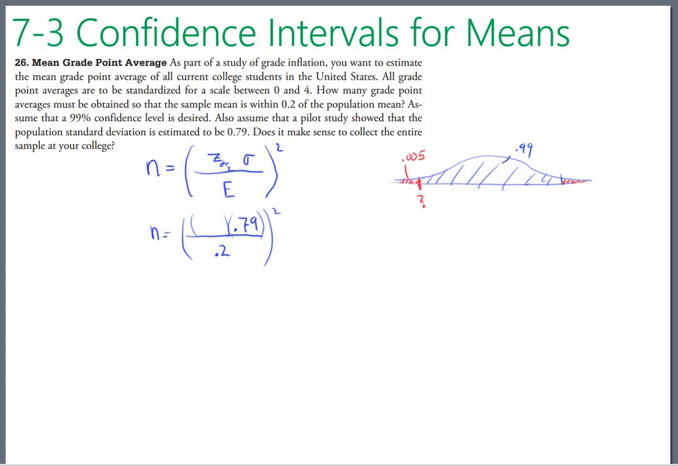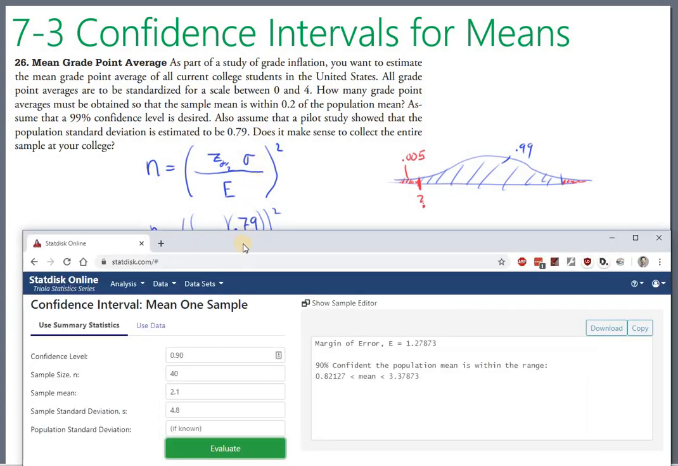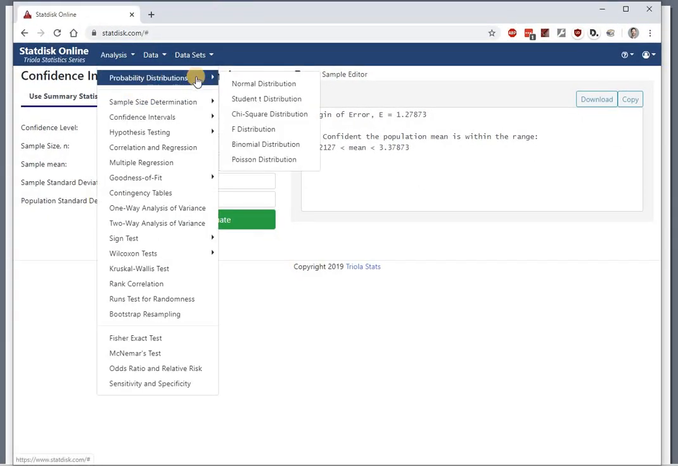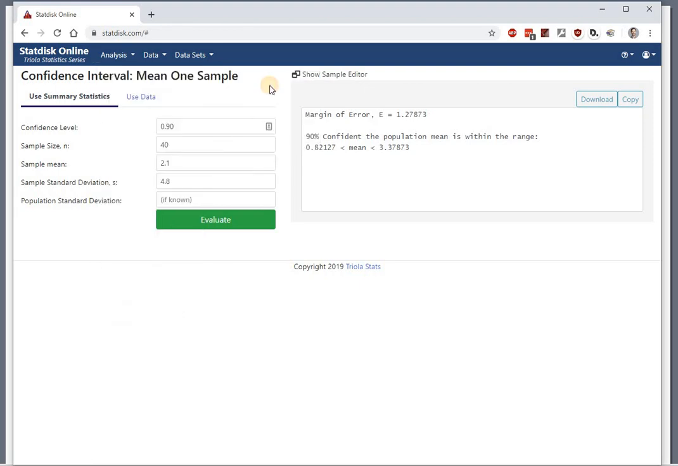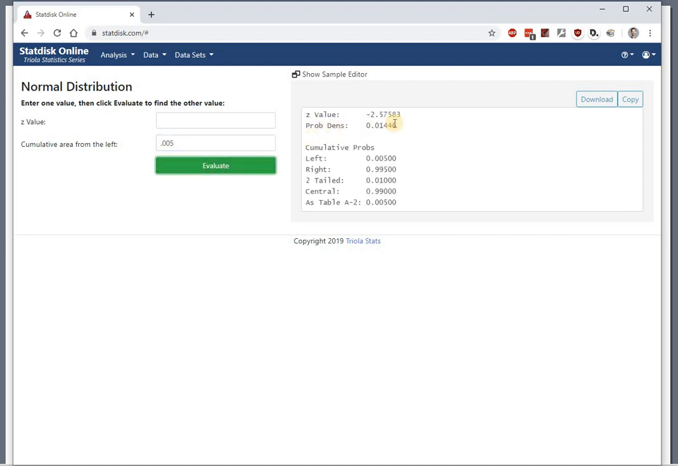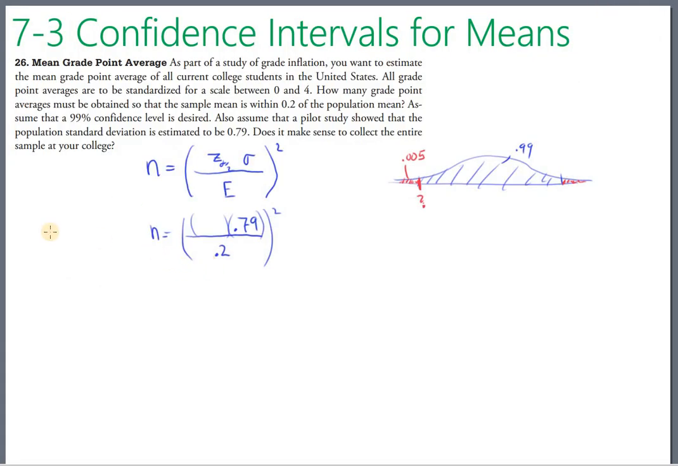So back to StatDisk. We need to get back to probability distributions, normal distribution, and cumulative area from the left, 0.005. And that means you need to go about 2.5 standard deviations, 2.58, I'll say. So let's put 2.58 in there. Again, technically negative, but since I'm squaring it, the result is going to be positive.